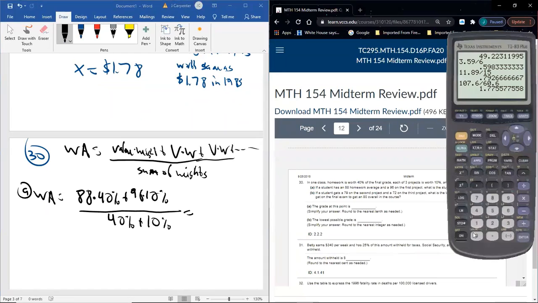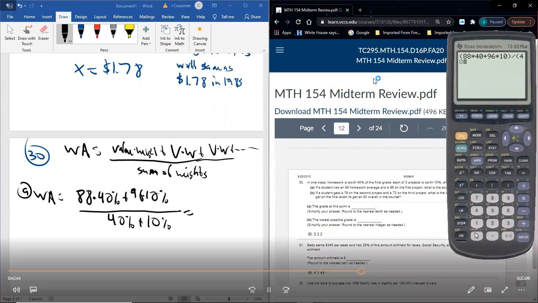All right, so I can actually do this in the calculator all at once. And since in class I showed it step by step, I'm going to do it all at once now. So to get that top all in one thing, I need a parentheses, 88 times 40 plus 96 times 10. Close the parentheses, divide it by, open another parentheses, and then 40 plus 10.